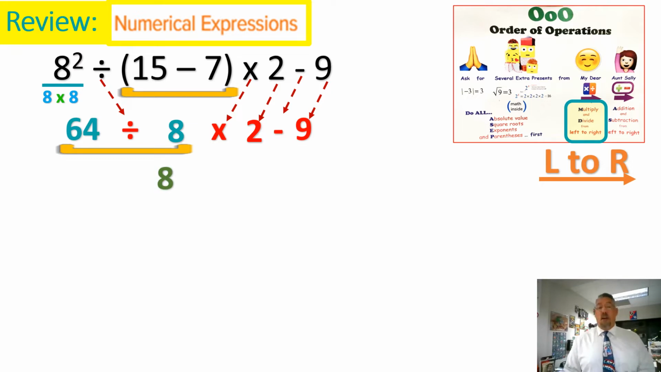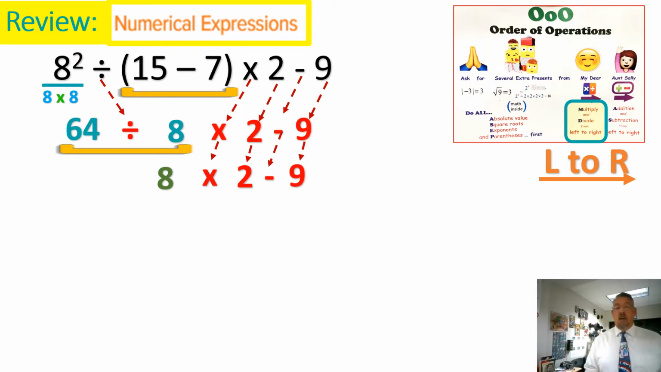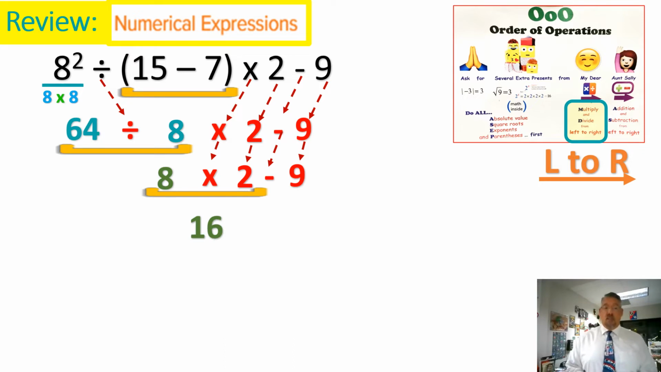So 64 divided by 8 is going to give me 8. I bring down the multiplication of 2, I bring down the subtraction, and I bring down the 9. That's my second math problem that I expect you to have written down in your notes. And then we go, once again, multiplication and division from left to right. I only have one of those now. So I have 8 times 2, and 8 times 2 is 16.